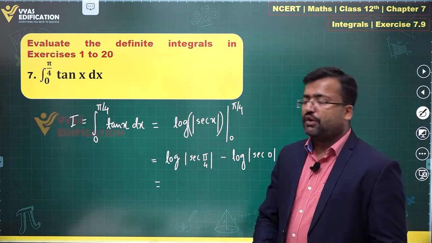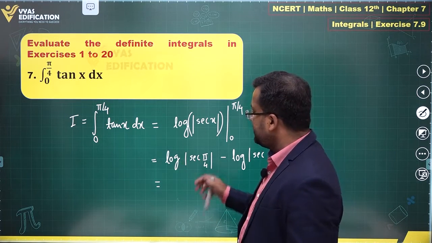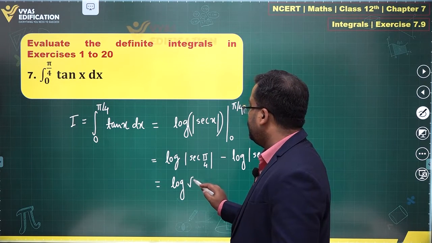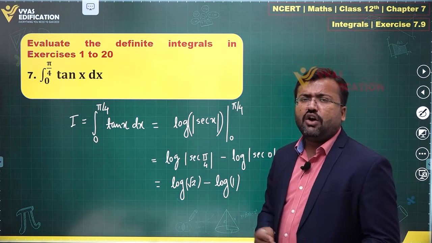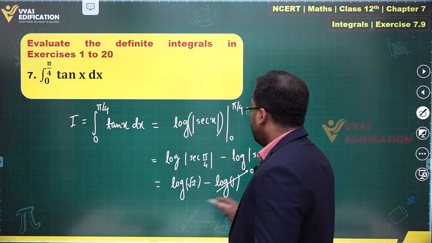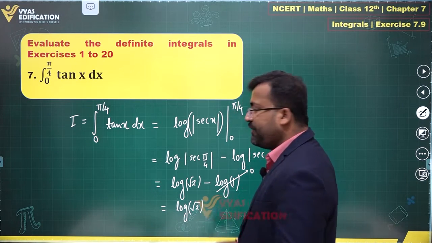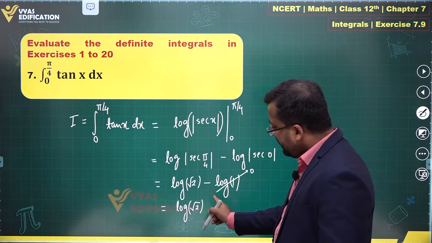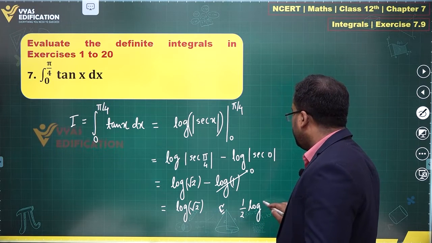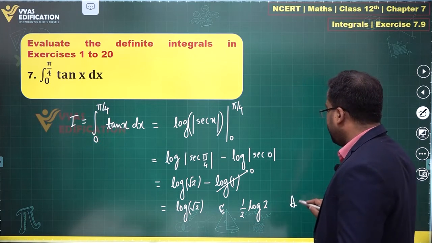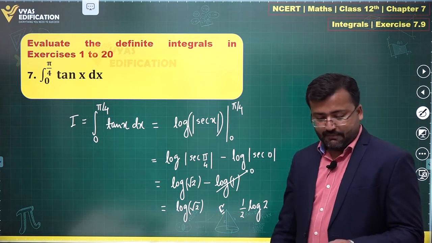What is sec pi by 4 equal to? Now cos pi by 4 we remember is 1 by root 2, so sec pi by 4 is root 2. This is log of root 2 minus log of sec 0, which is 1. And what is log 1? Log 1 is simply 0. So this becomes log of root 2, or 2 power 1 by 2, right? That power 1 by 2 can come in the front, and this will be equal to 1 by 2 log 2. This or this can be the final answer for this particular question. As you can see over here, that's all that you have in this seventh question.